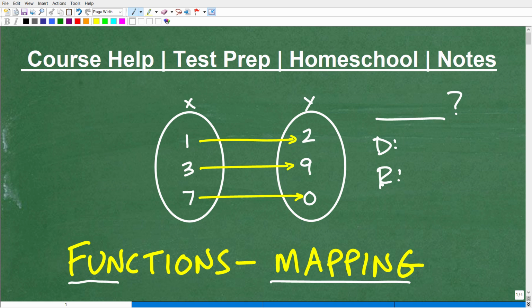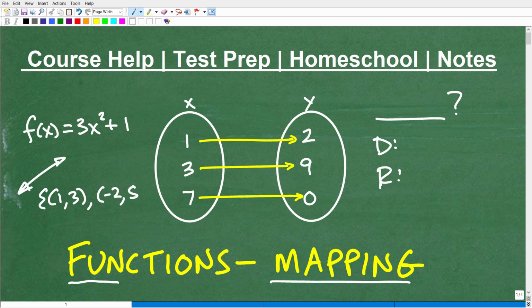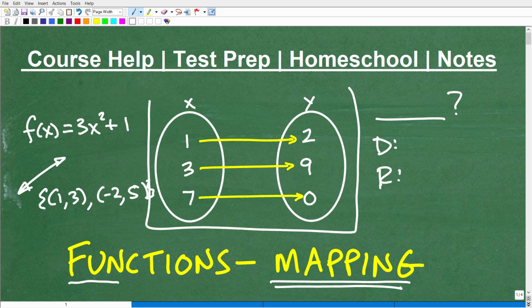Now, before we get going, let me just show you very briefly. We oftentimes see functions written this way in algebra, like f of x is equal to 3x squared plus 1. So if you're saying, isn't this a function? Yeah, that's a function as well. Also, graphically, we can express functions. We can also express functions in terms of sets of numbers, like 1, 3, -2, 5, things like this. There's various ways we can express functions to include a mapping diagram. So that's what we're talking about here.